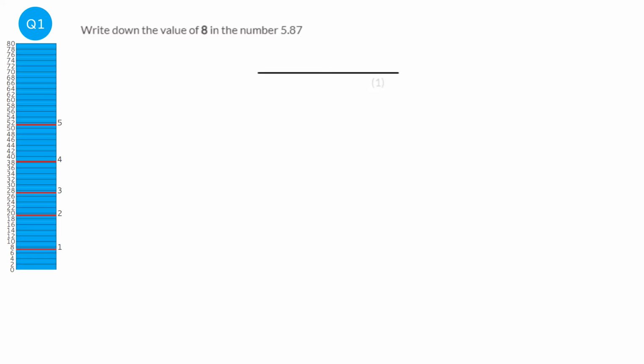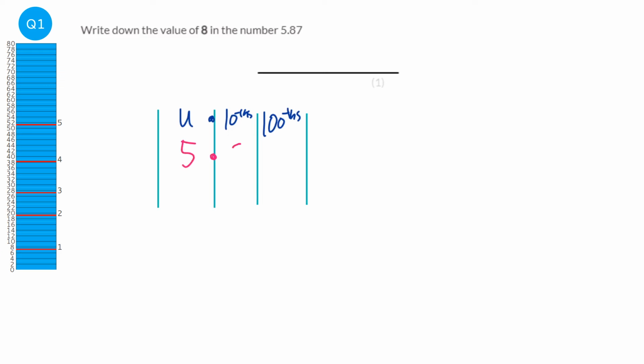Enjoy! So if we do our place value grid, we've got units here, tenths and hundredths. Don't think we need any more. So we can put in our number, it's 5.87, and you can see here that the 8 is in the tenths column. So the 8 represents 8 tenths.